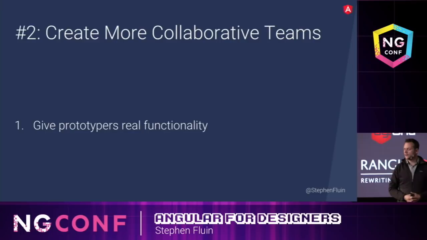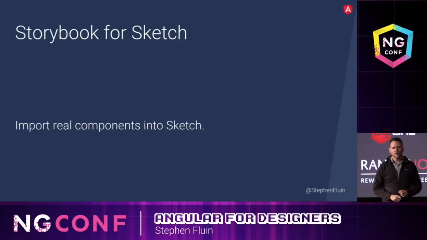So the second goal that we had was creating more collaborative teams. And one of the ways that we think about this is giving prototypers access to real functionality. And there's several ways that we can look at doing that. One of them is actually already out in the wild. So if anybody uses Sketch, a tool used by a lot of designers, using a tool called Storybook, they have a plugin where you can load real components in Sketch.